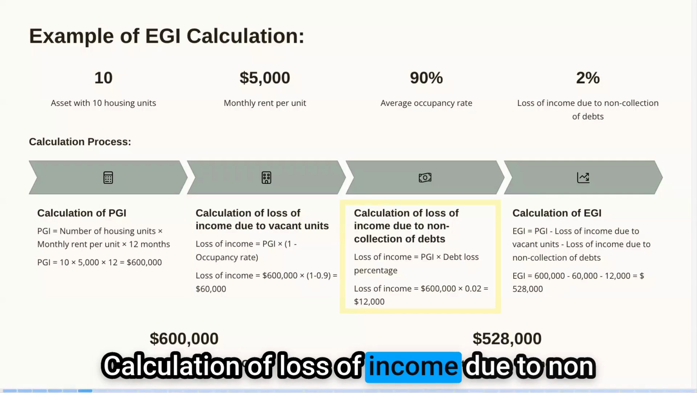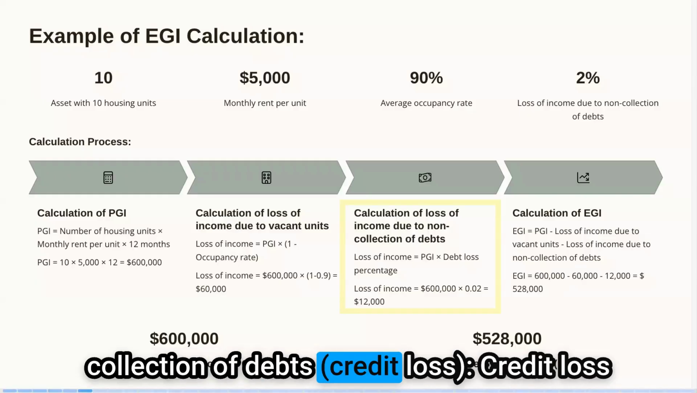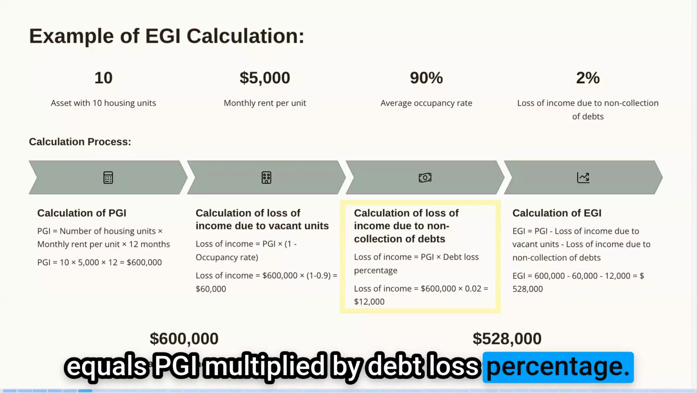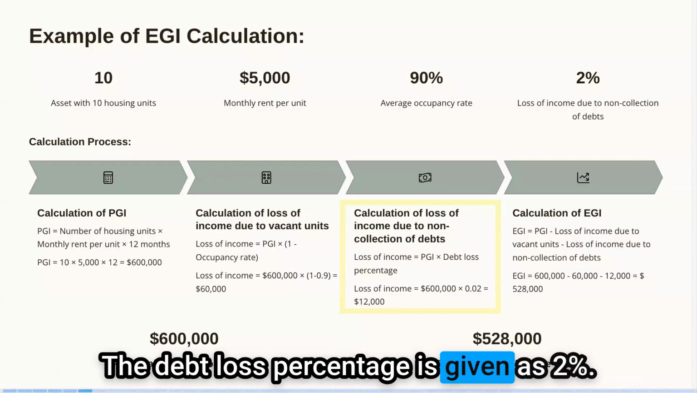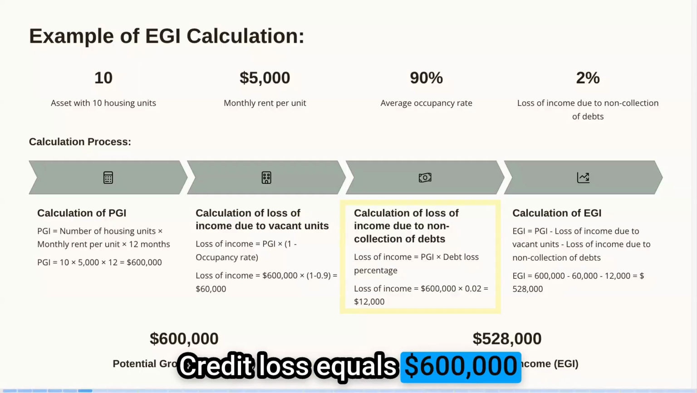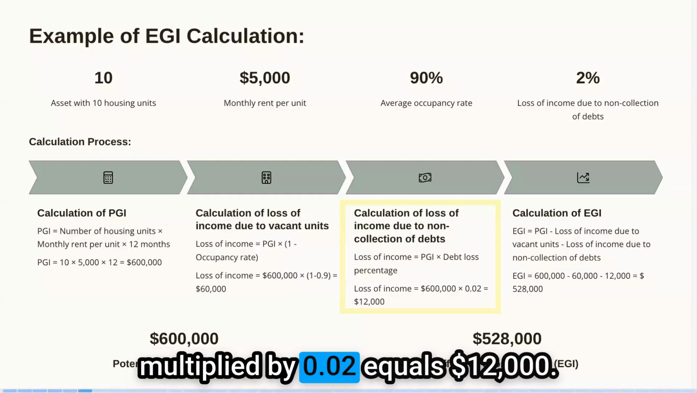Calculation of loss of income due to non-collection of debts, credit loss. Credit loss equals PGI multiplied by debt loss percentage. The debt loss percentage is given as 2%. Credit loss equals $600,000 multiplied by 0.02 equals $12,000.